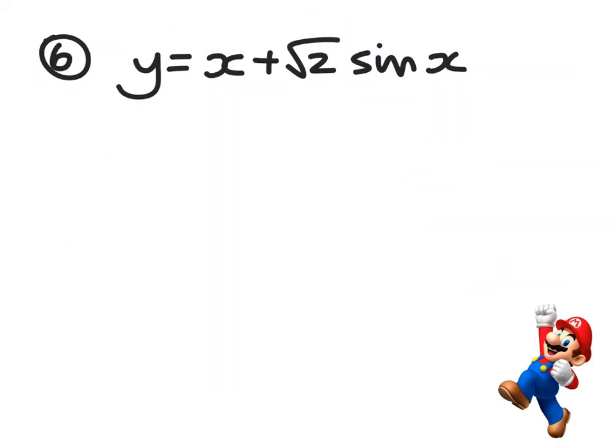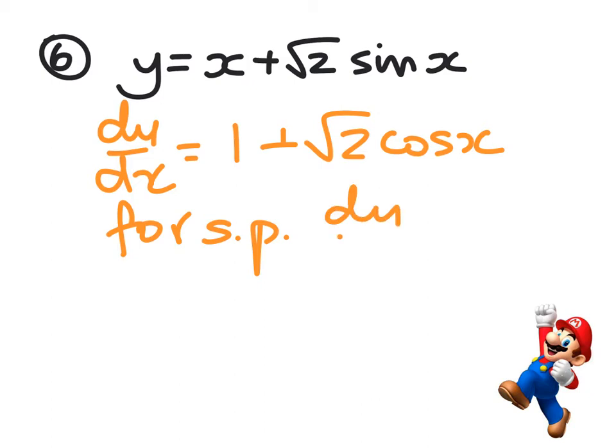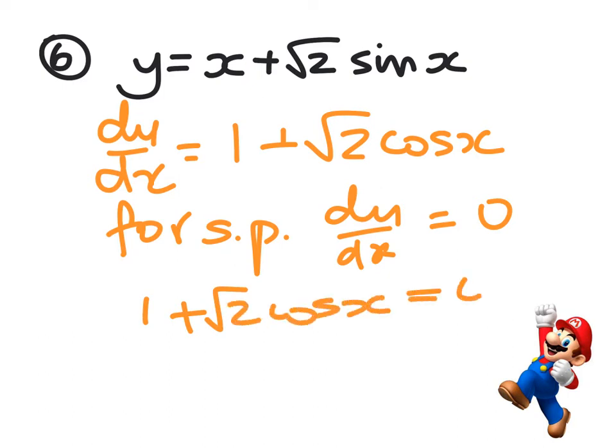Question 6, find the stationary point. So yep, here we go, differentiate again. Differential of x is 1. Differential of root 2 sin x is root 2 cos x. Now remember, for your b statement, for stationary points, dy by dx has to equal 0. So you have to put this formula, 1 plus root 2 cos x, equal to 0.